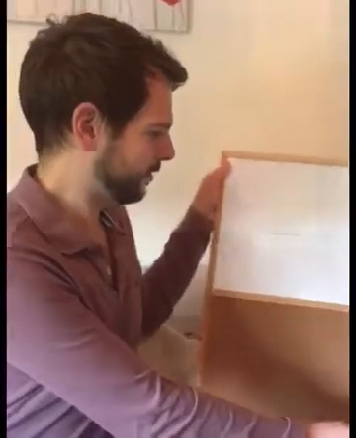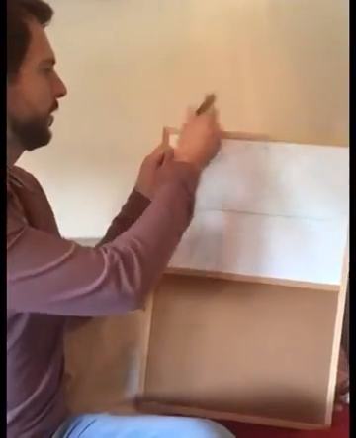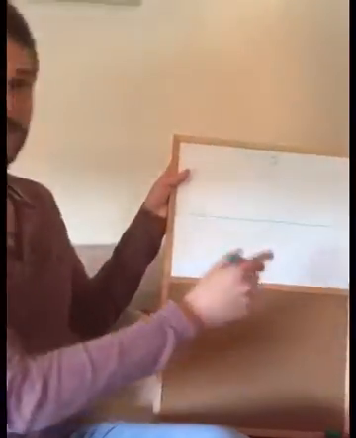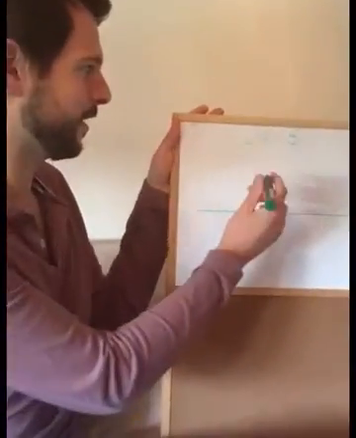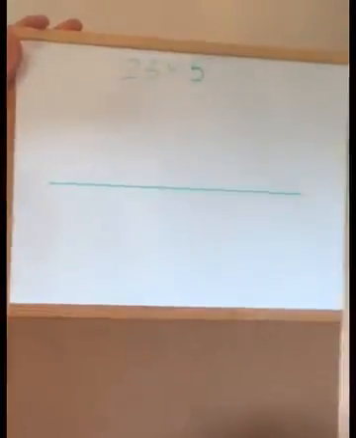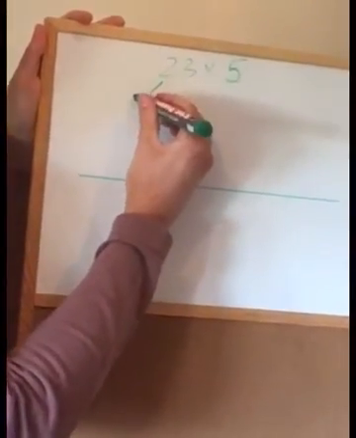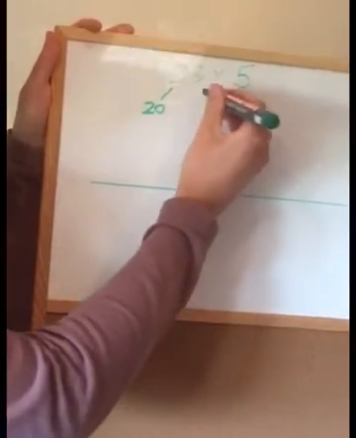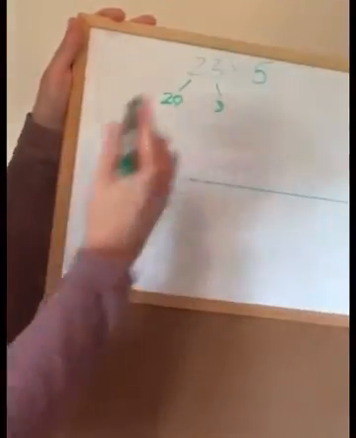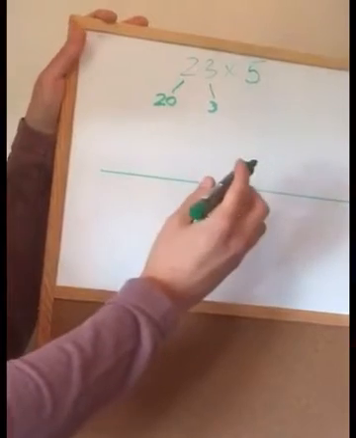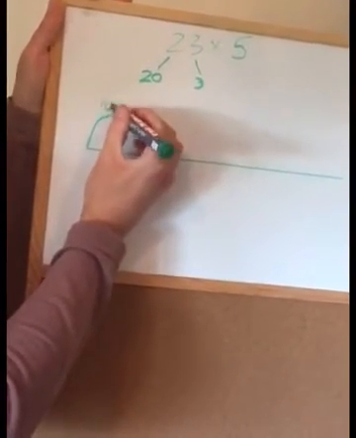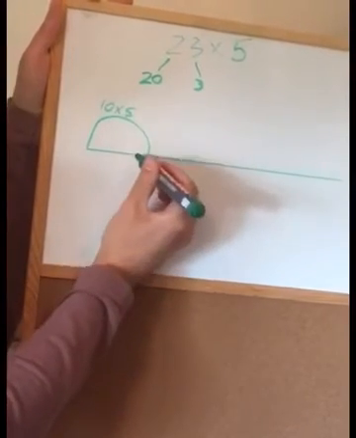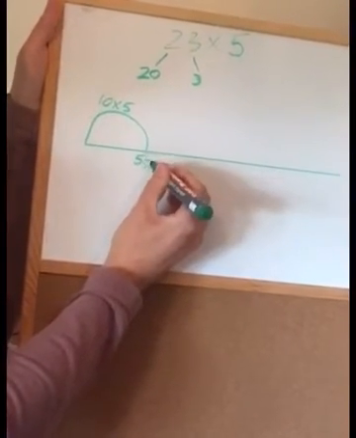Okay. So some of you use a method called chunking, where we just break down the problem into chunks using a number line. If I have a question like 23 times 5, I can look at that as 20 times 5 plus 3 times 5. So if I chunk that on a number line, I could do a jump of 10 times 5, which takes me to 50.